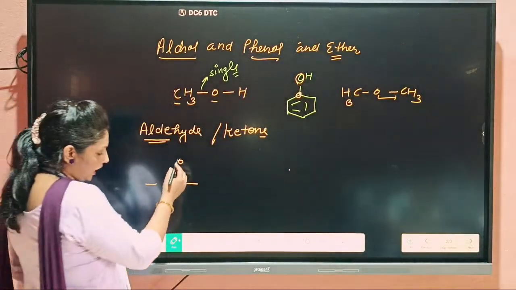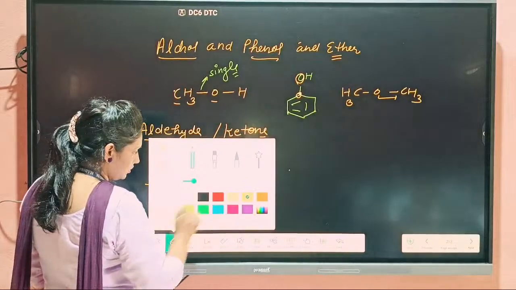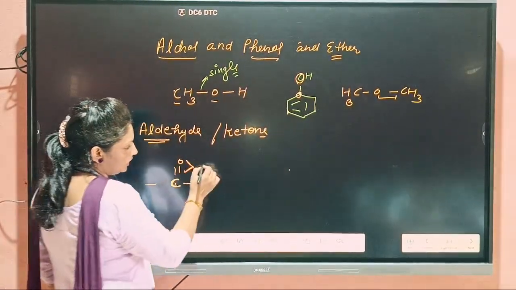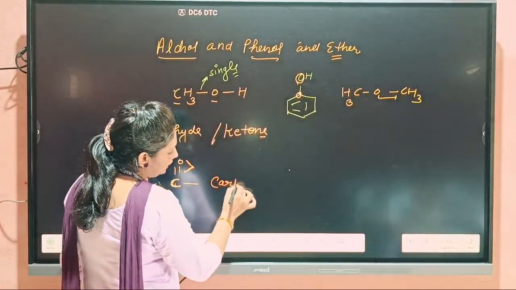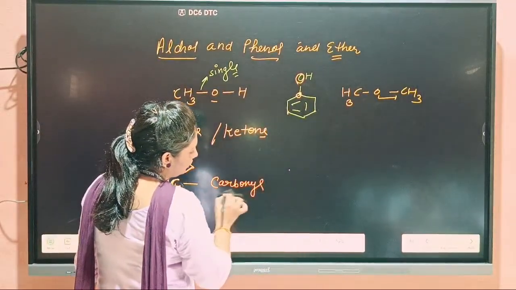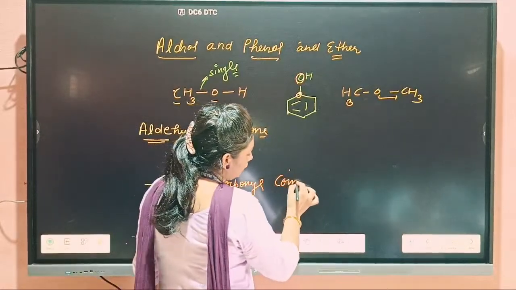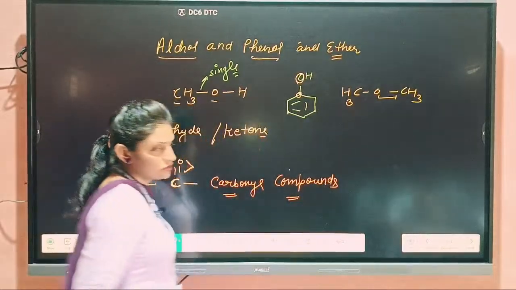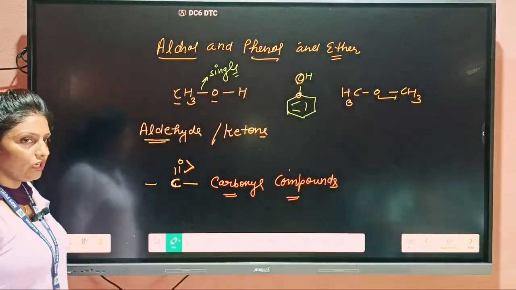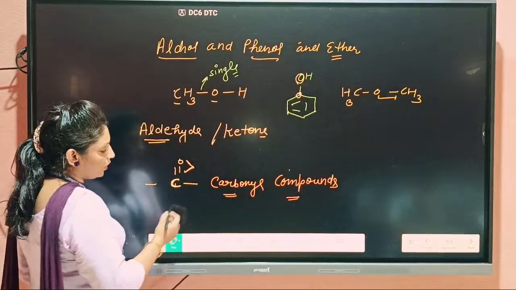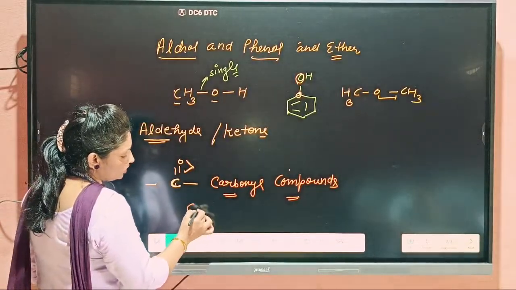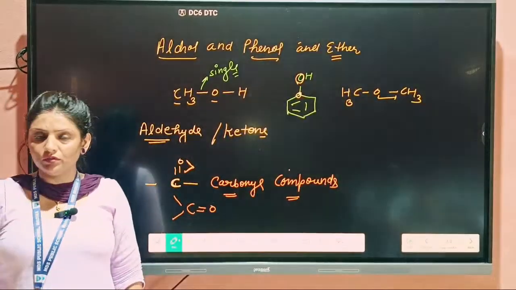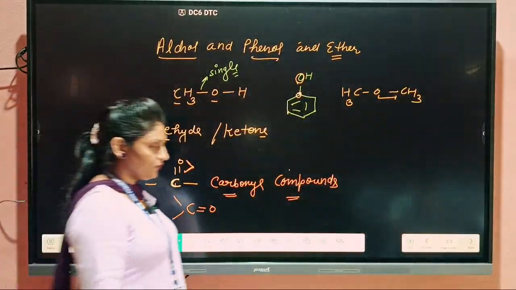If carbon forms a double bond with oxygen, then commonly they are known as the carbonyl compounds. So basically today we will discuss the carbonyl compounds. What do you mean by the carbonyl compounds? Carbonyl compounds are those in which carbon makes a double bond with the oxygen.